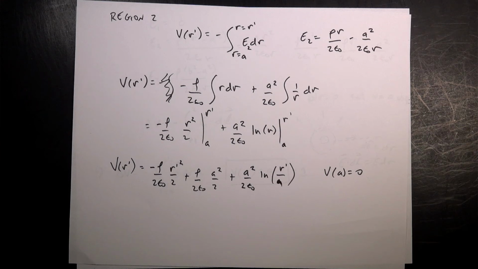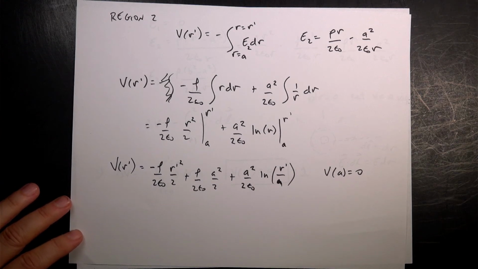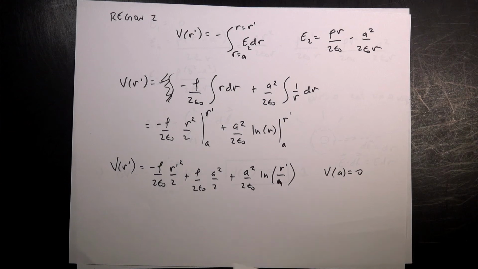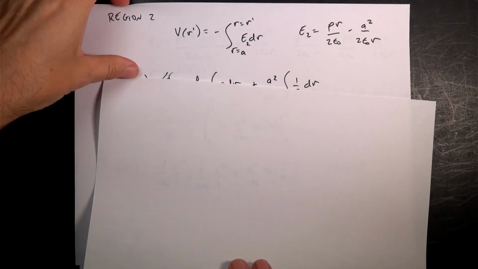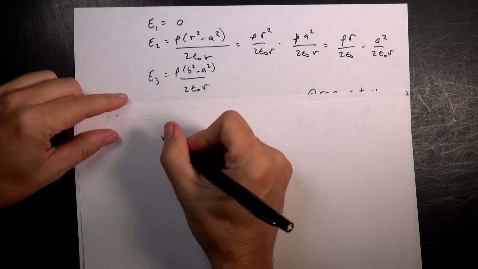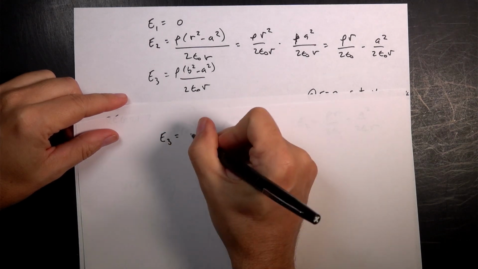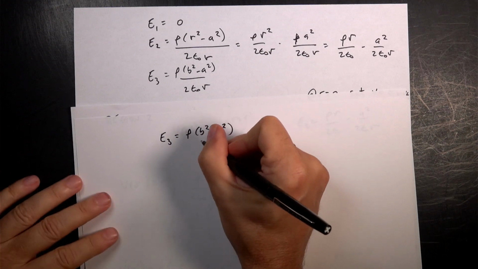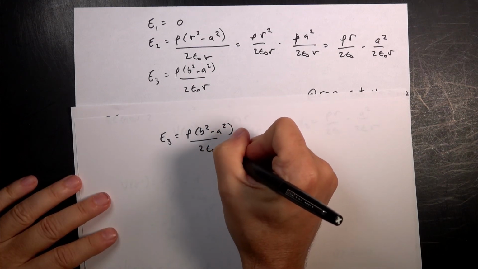So we have region 1 is 0. Region 2 is this function. And then region 3, I need a piece of paper. Give me a piece of paper. And I need to rewrite my E3. E3 equals rho b squared minus a squared over 2 epsilon naught r.